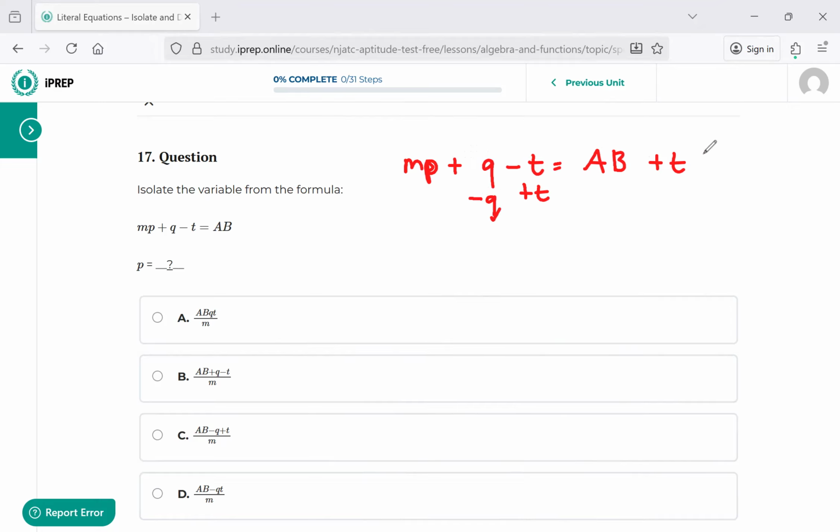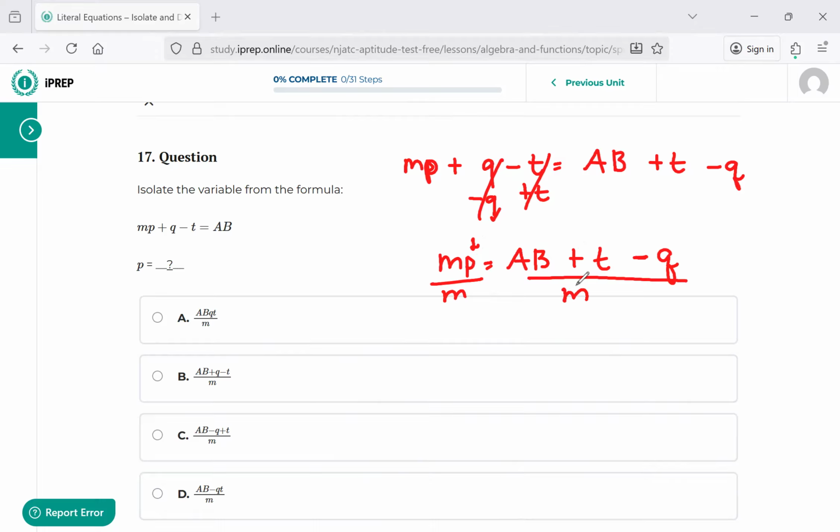This is not a 9, it's a Q. Cancel, cancel. So you're left with MP equals AB plus T minus Q. And then you solve for small p. So you're going to divide everything by M. If you look at our choices, everything is divided by M. So you get P equals AB plus T minus Q all over M.